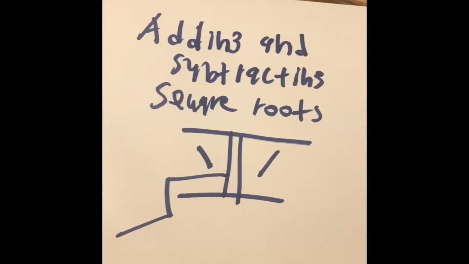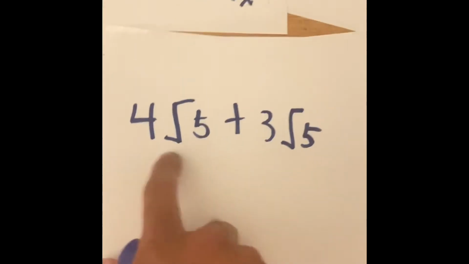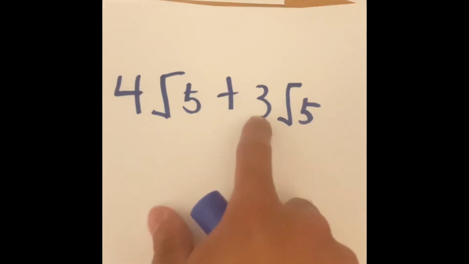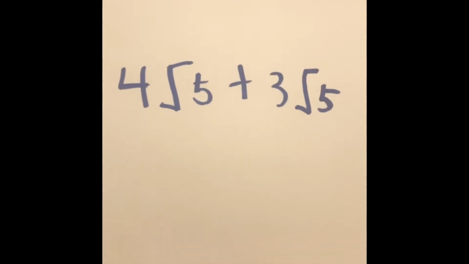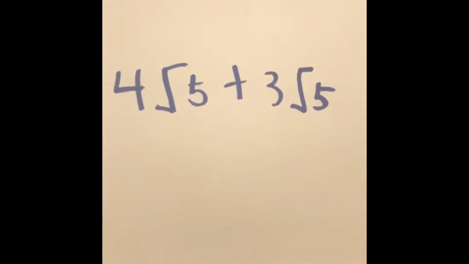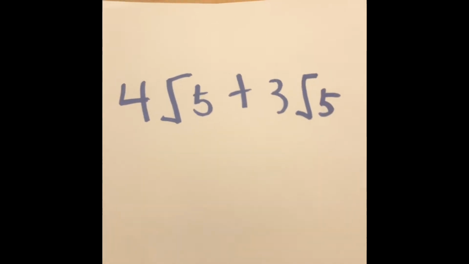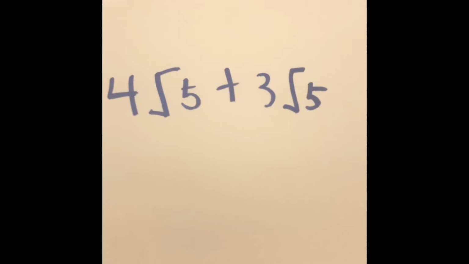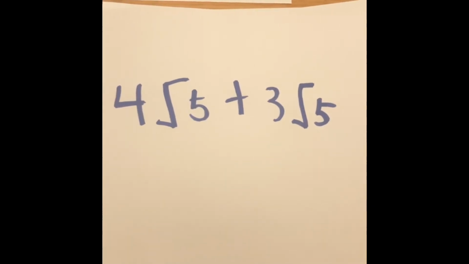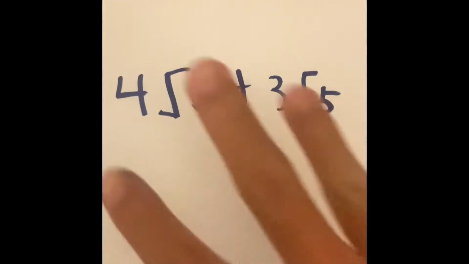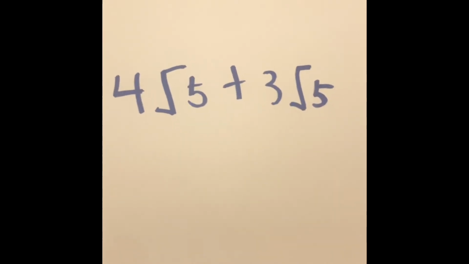Okay, here is our very first example. We have 4 times the square root of 5 plus 3 times the square root of 5. What do you think the answer is going to be? Type in the comments below what you think, how we should solve this, and what the answer is. If you pause the video, you'll have more time to do it. 3, 2, 1. We are going to explain right now.